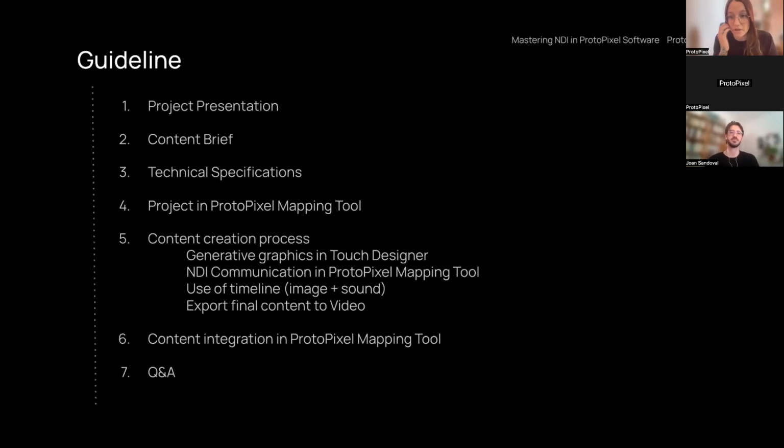We will look at the technical specifications of the project, so you can have a general idea of what it was. We will show you how this project is created inside of our ProtoPixel mapping tool. And then Joan will explain his content creation process, the different software that he uses, how he integrates the NDI into the ProtoPixel mapping tool, and how he integrates also image and sound, because as we will see, this content also has sound, until the final export of the final content. Then we will see how we enter this final content inside of the project. And at the end, we will have about 5 to 10 minutes for questions and answers.